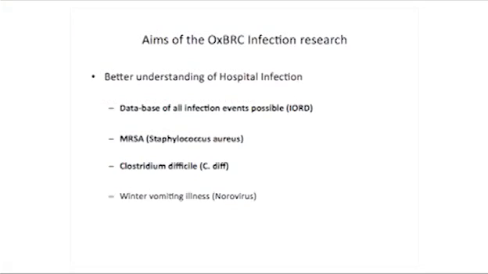This summarizes that in a rather dry way. We get a better understanding of hospital infection. We have this database of all infection events possible. And one of the people that's been key to doing it is sitting in the audience. And we're going to look at two germs, MRSA, but actually its real name is Staphylococcus aureus, and I'll tell you more about that, and Clostridium difficile. I'm not going to tell you about winter vomiting illness, but we've got the same paradigm, the same issues apply to that.